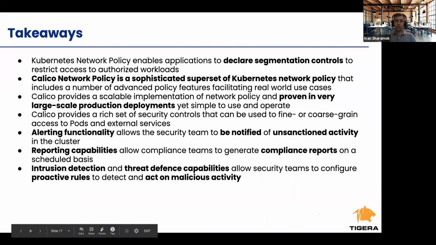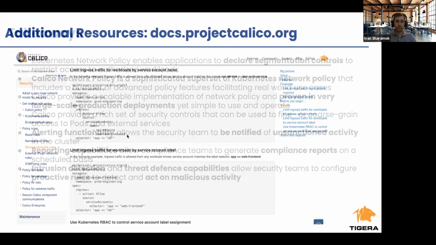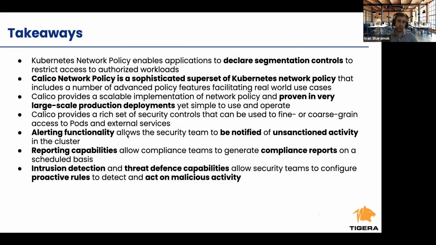So, some takeaways from this talk: the policies can be defined in a declarative manner and deployed alongside your application artifacts into Kubernetes. Calico Network Policy provides a sophisticated superset of Kubernetes network policies that provide additional features to solve real world use cases. Calico has been tested and proven in large scale production deployments and is quite simple and easy to install and operate. It provides a rich set of security controls, which you can use for fine grain and coarse grain access to pods and external services.